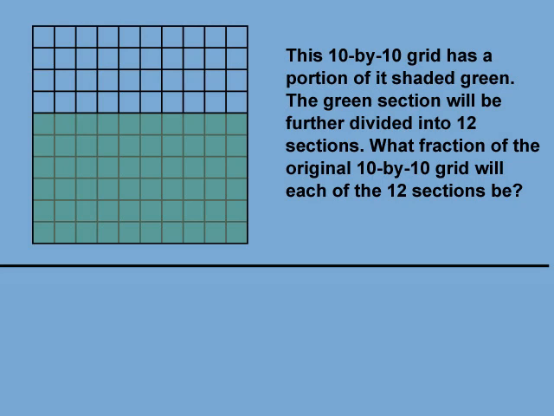This 10 by 10 grid has a portion of it shaded green. The green section will be further divided into 12 sections. What fraction of the original 10 by 10 grid will each of the 12 sections be?